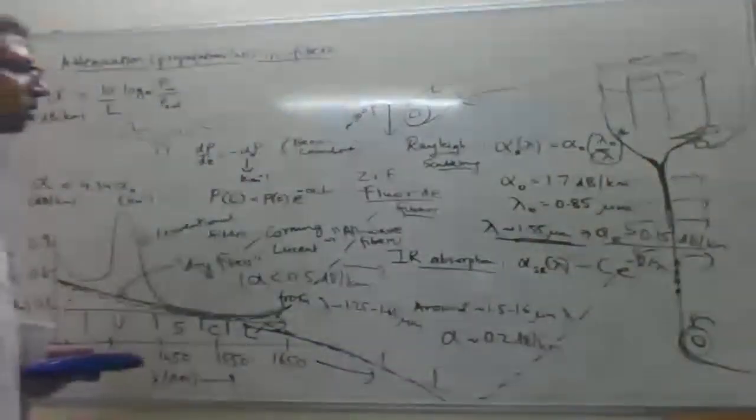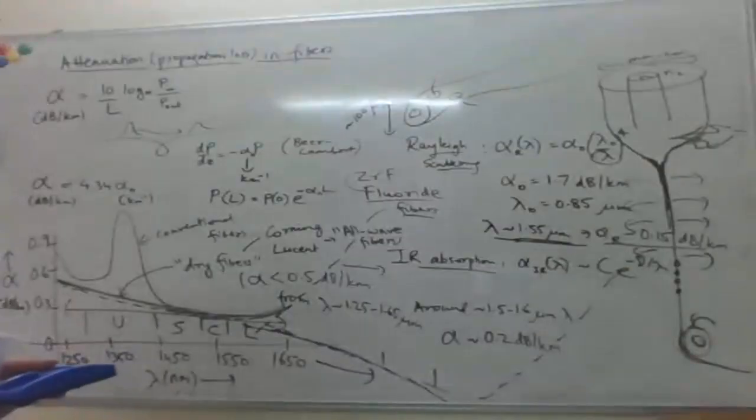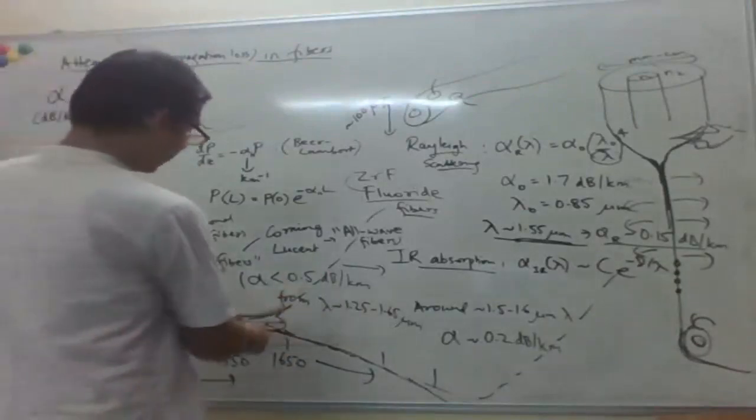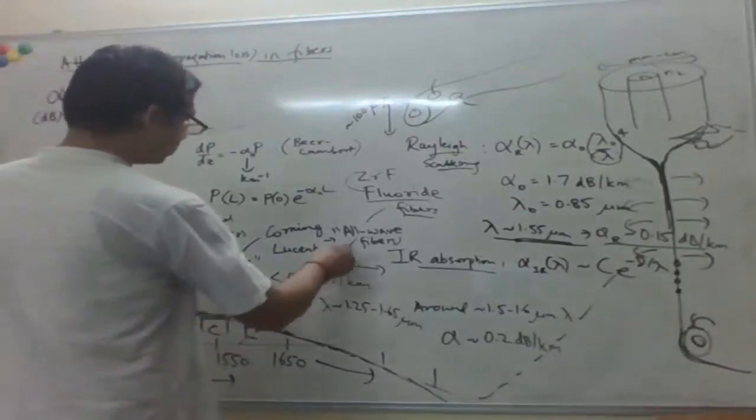But sir, the Rayleigh scattering will go down for other fibers also, like normal fibers. So what's special about the fluoride fibers? The special thing is shifting this IR absorption.